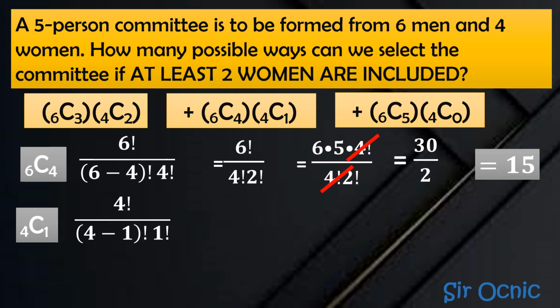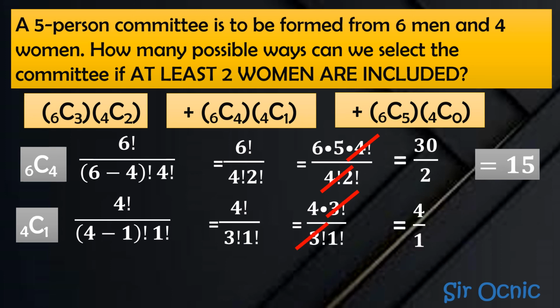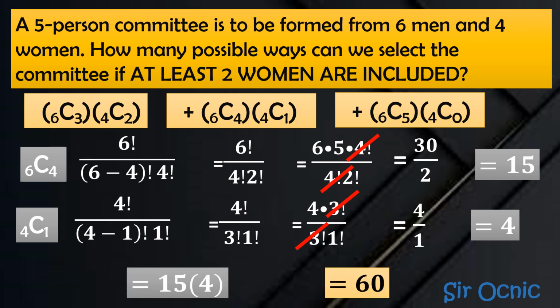Evaluating for 4C1, we will have 4 factorial all over 4 minus 1 factorial times 1 factorial, or simply 4 factorial over 3 factorial times 1 factorial, which is equal to 4 over 1, or simply 4. 15 times 4 is equal to 60.